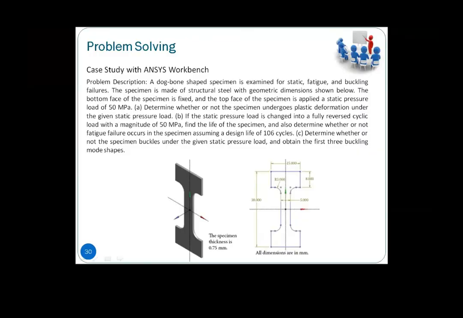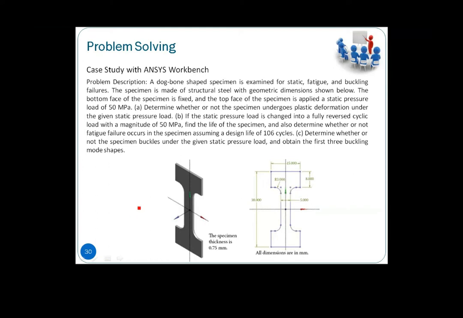Now you can actually look into these particular examples. We want to see how we determine failures, to study whether this particular system will undergo failure or not. So a dog-bone shaped specimen is examined for static, fatigue, and buckling failures. So we are looking into three types of failures. The specimen is made of structural steel.